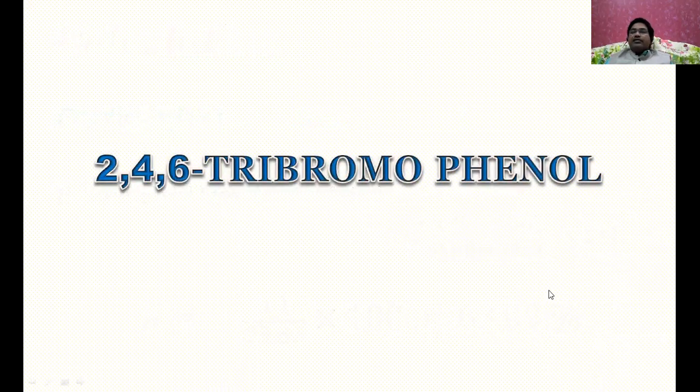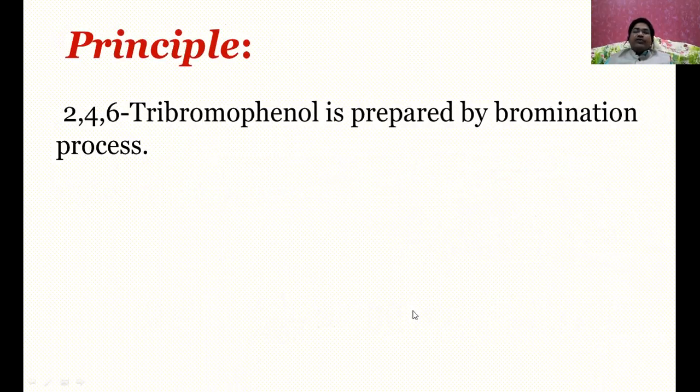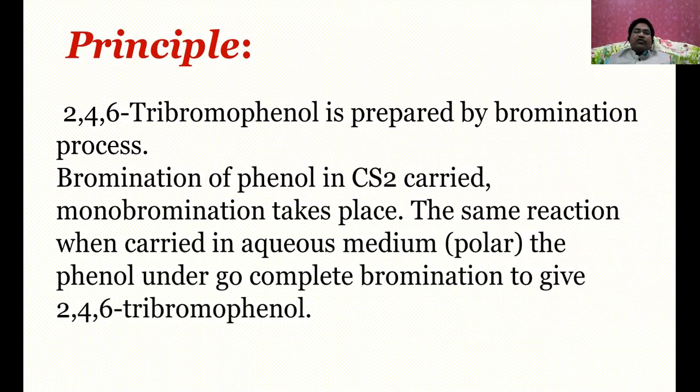Now let us see another compound, how to prepare 2,4,6-tribromophenol. What is the principle involved here? 2,4,6-tribromophenol is prepared by a bromination process. Bromination of phenol in carbon disulfide results in monobromination. When the same reaction is carried out in aqueous solution, the phenol undergoes complete bromination to give 2,4,6-tribromophenol.